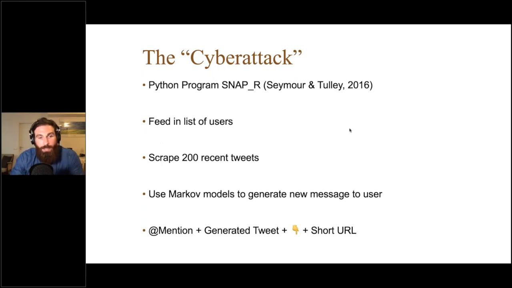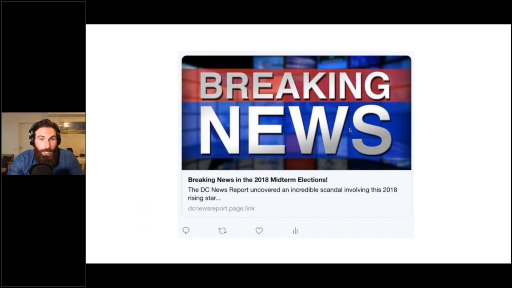And so what it does is it @mentions the user, inserts a generated tweet, and then I added a little down hand emoji to get people to click on a short URL, which looked like this. It was just a breaking news link that came from an account I made to impersonate a news outlet called the DC News Report. So this is the stimuli that people would get. They would be @mentioned, they would get a generated tweet that's been automatically generated based on their interests, and a hand pointing to say, click on this link.